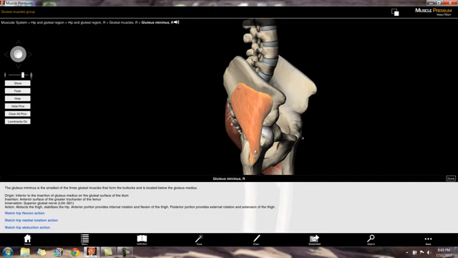But we typically think of the glute minimus as an open chain internal rotator. But let's think about what it is doing to maintain stability in the pelvis and move the pelvis along during gait.